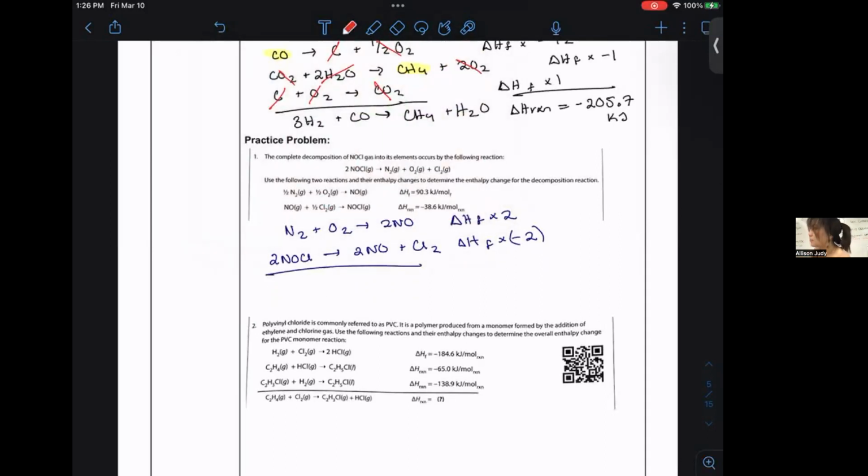This is probably more like what the AP is going to give you. Do we not have to flip and double the first reaction as well? Oh, you would also have to flip it. Well, yeah.